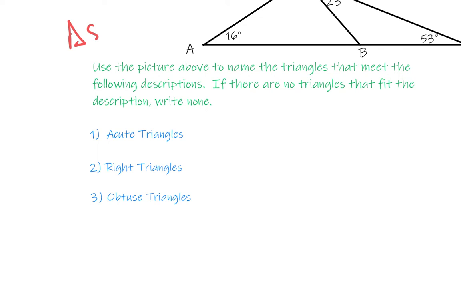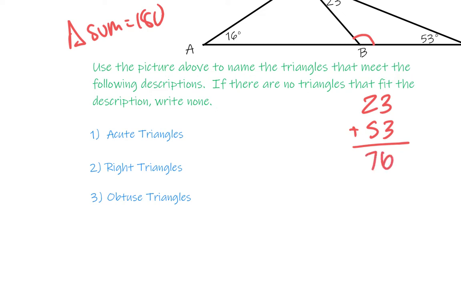Knowing that triangles have a sum of 180, I'm going to solve for this angle right here that I marked in red by adding the two given angles and subtracting that amount from 180. So 180 minus 76 would give me 104.